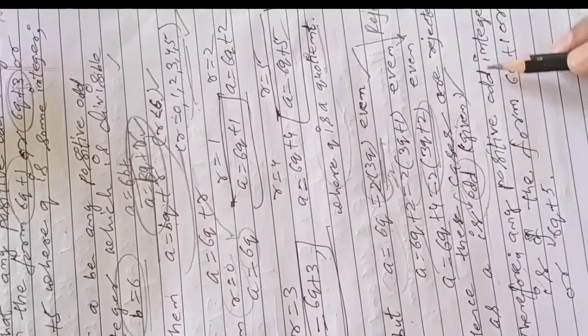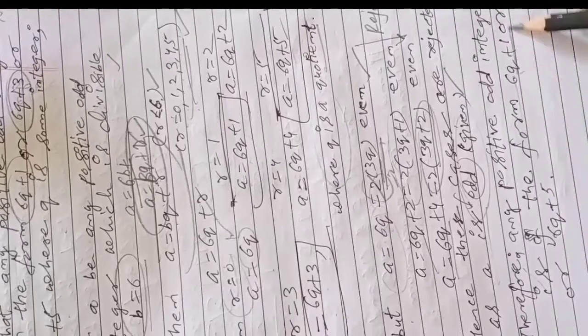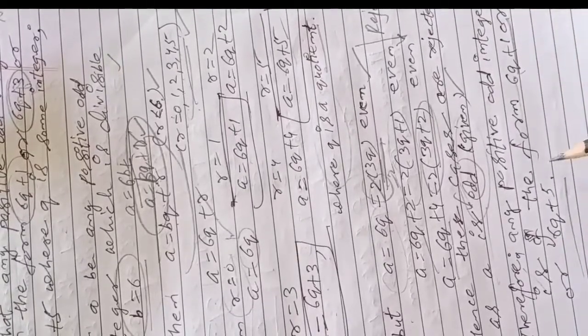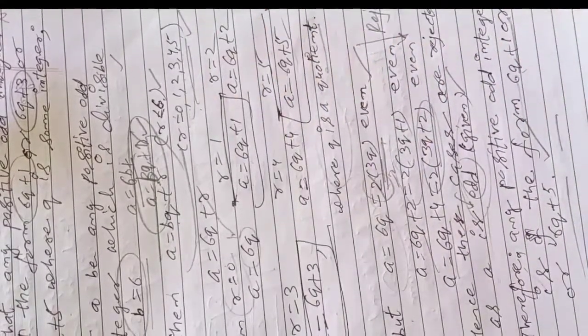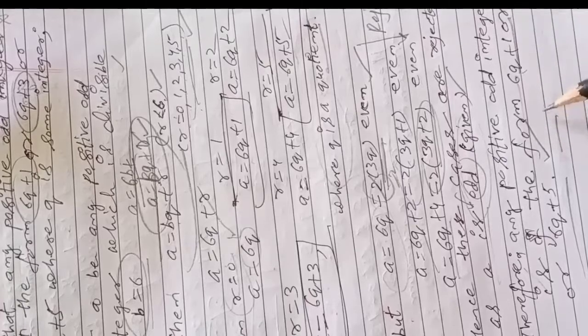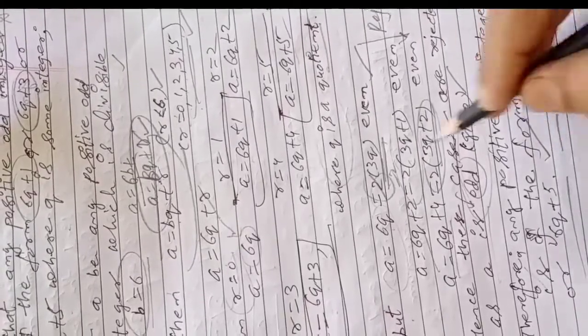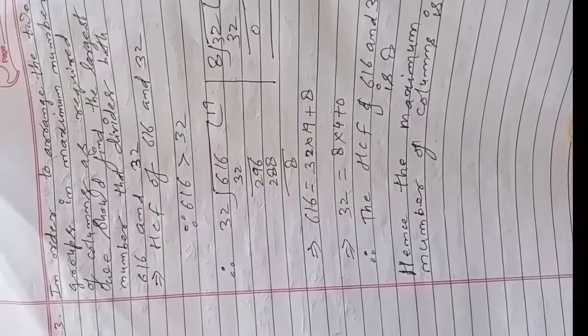So therefore any positive odd integer is of the form 6q plus 1, 6q plus 3 and 6q plus 5, we can say, because the others are rejected. So the remaining cases will be the required cases. So these are the cases, hence this question is proved. Now student, we have question number 3.